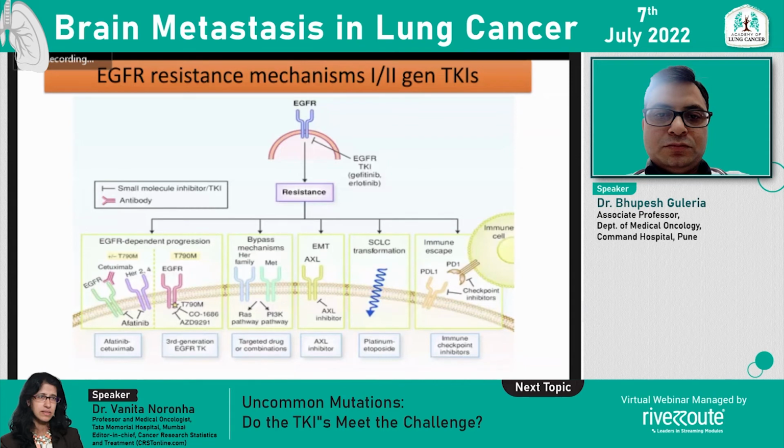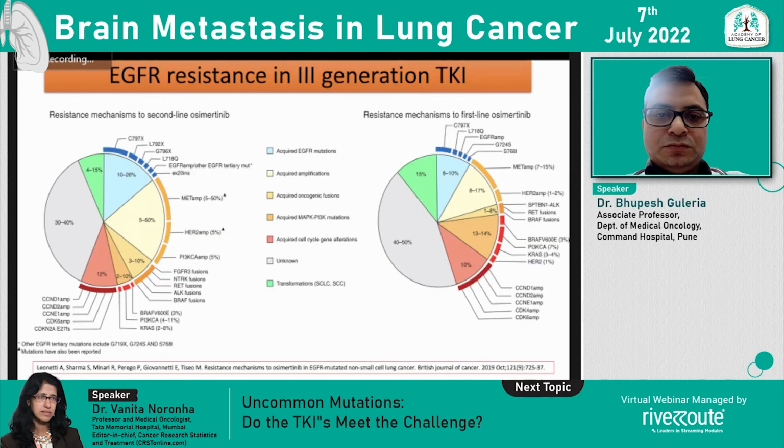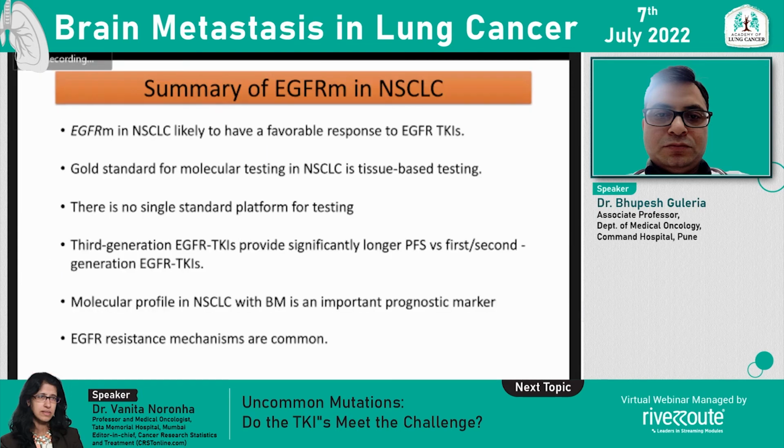However, in the EGFR independent pathways, we have either the bypass pathways. In case of targetable mutations, we can always target them. We can also target them if there is a small cell transformation or an immune escape. For third generation TKIs, we have different mechanisms. However, we have very limited options as on date, but we are hopeful.